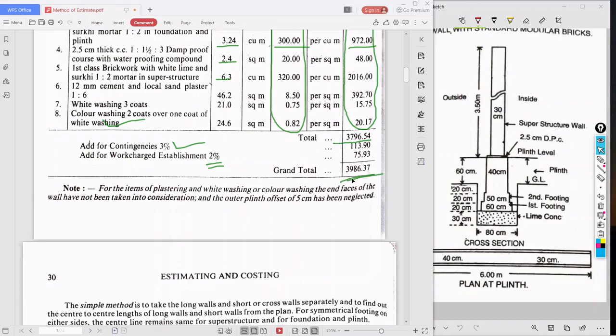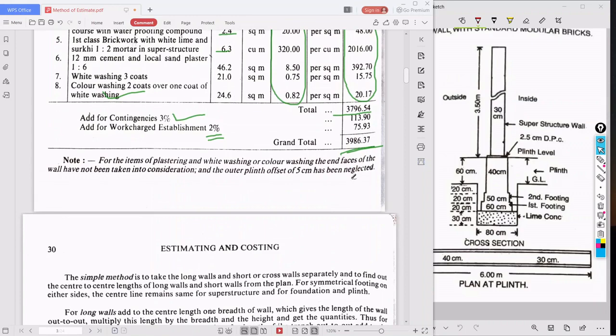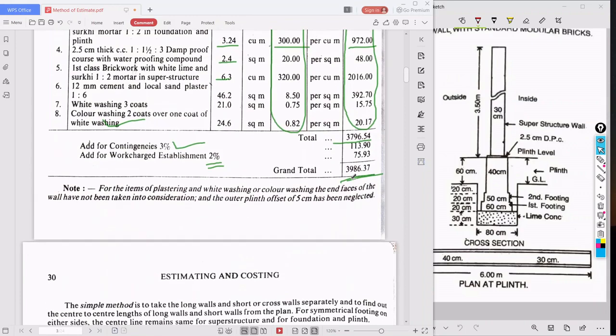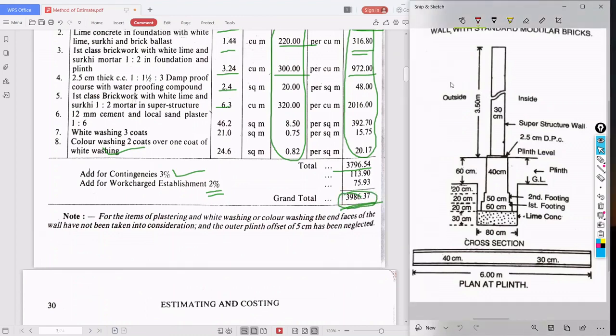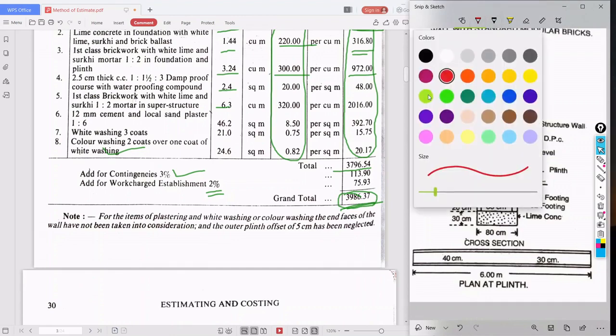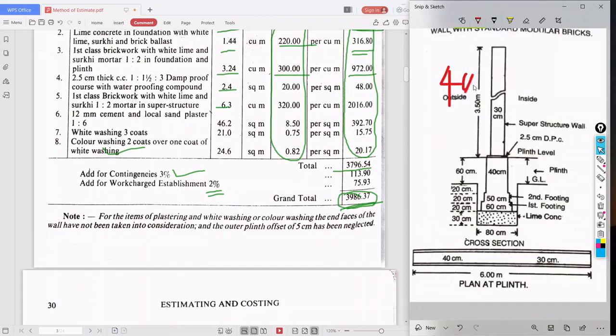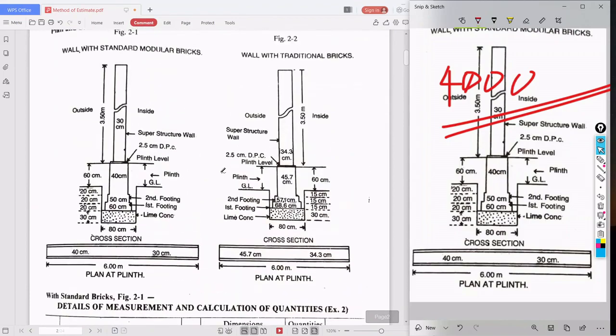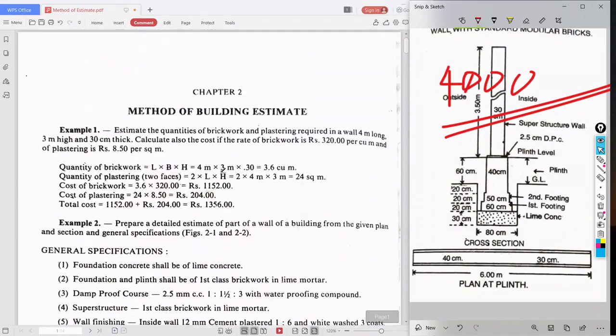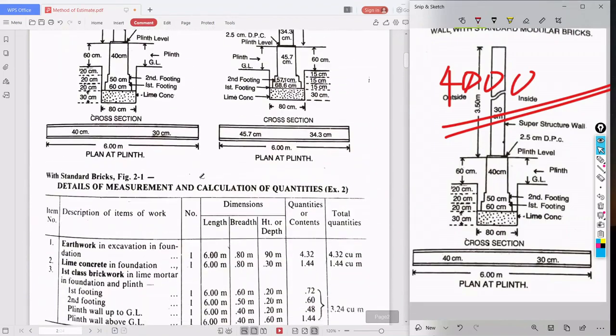So you can say that it will cost about 4000 rupees for the problem they have given. Okay, so this is the total estimated cost for this wall. What is the cost? That is 4000 rupees for the 6 meter length wall. Okay, it is estimated like this. So this was an example. I hope you understood this problem.